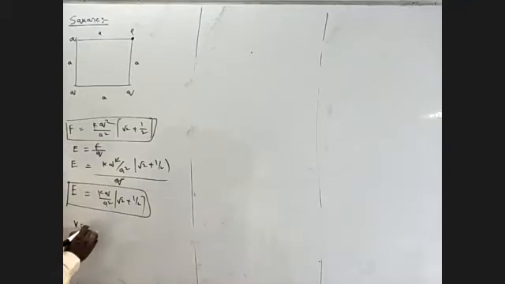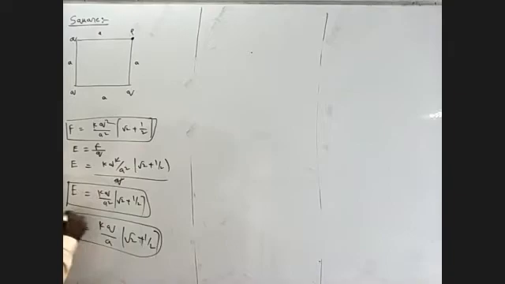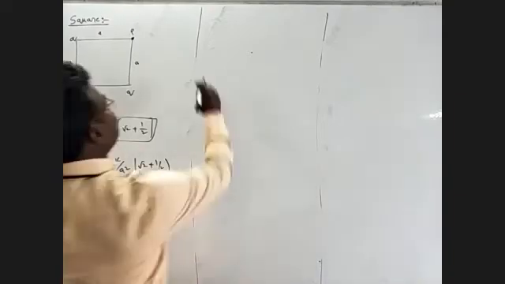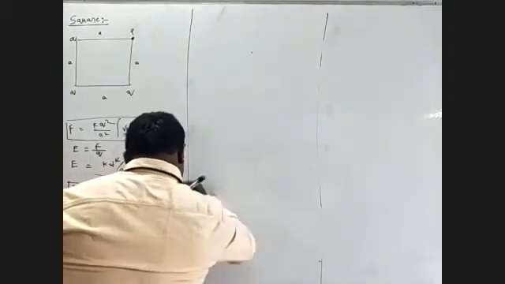This is a force. Now we are getting the electric potential. V is equal to, we are finding V. So V is equal to KQ by A times root 2 plus 1 by 2. That is your answer. This is the electric potential.